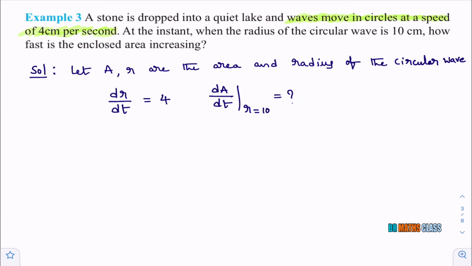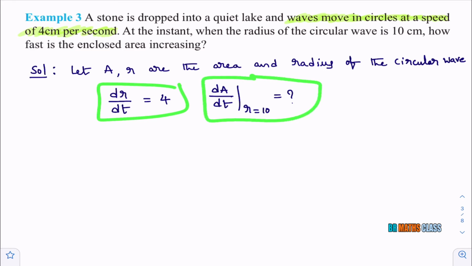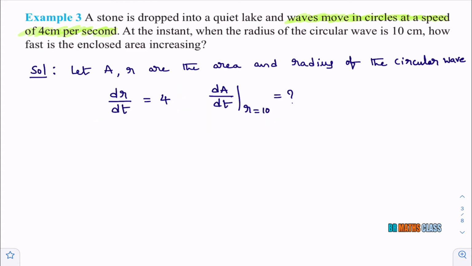Observe the pattern. First, I identified that this question is a circle problem. Next, I wrote A is the area, r is the radius of that circular wave. Next, I identified that they given dr by dt. They are asking to calculate dA by dt when r equal to 10. To proceed further, we will take formulas related to circle. As I need to calculate dA by dt, I will take the area of circle formula. Area of circle is pi r square.